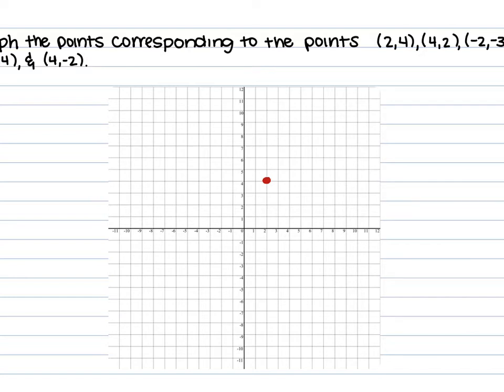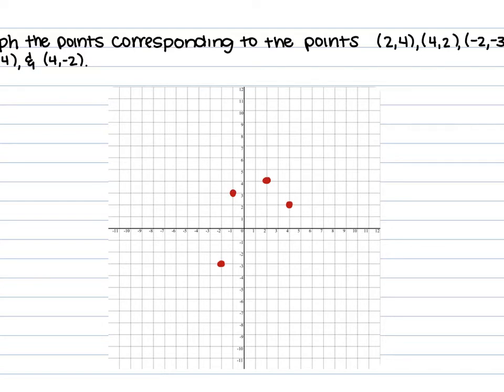Next we have 4, 2. So from our origin, we're going to go to the right 4 and up 2, plot that second point. For the third point, it gives you -2, -3. So from our origin, we're going to go to the left 2 and down 3, plot that point. Next we have -1, 3. So we're going to go to the left 1 and up 3. So that'll be here.